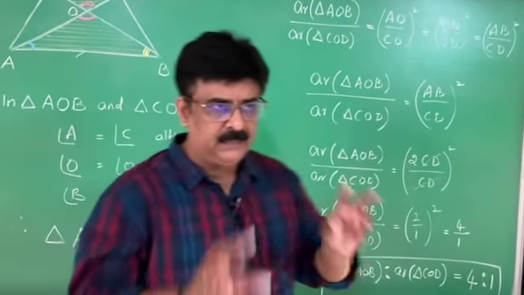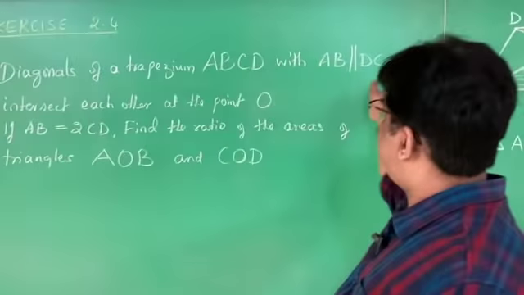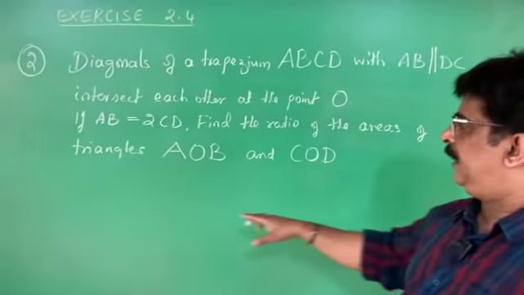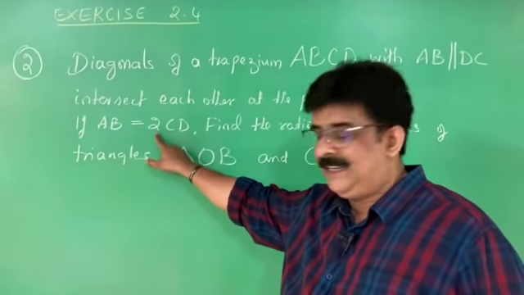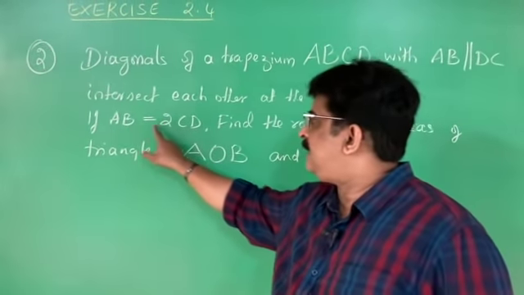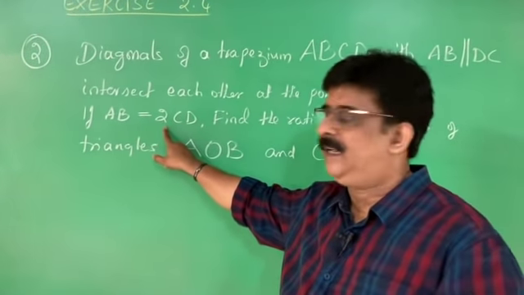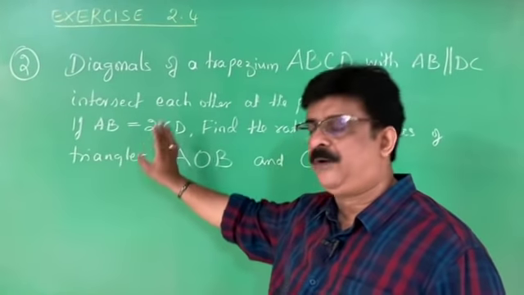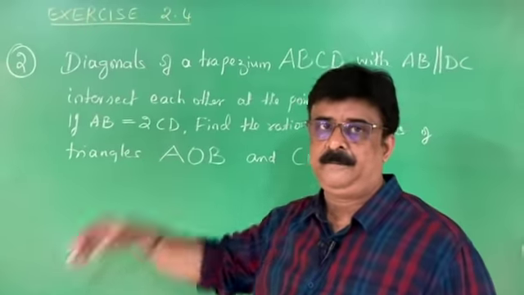This problem can be slightly modified. Suppose this problem is modified, if AB is equal to 3CD. If AB is equal to 2CD, it becomes 4:1. If AB is equal to 3CD, it becomes 9:1 because 3 square is 9. That type of problem also came for the public examination. That becomes the application of this particular problem.